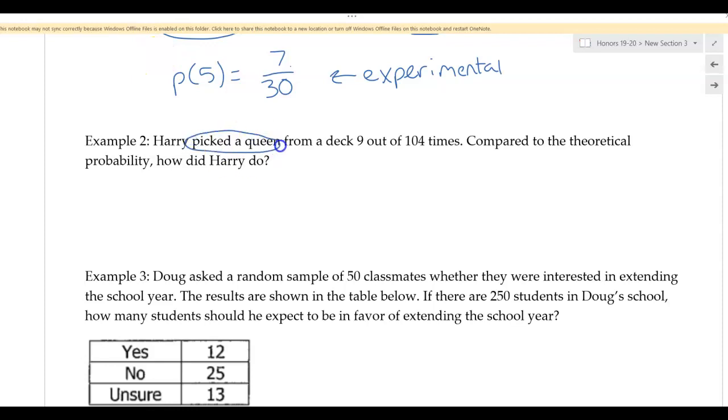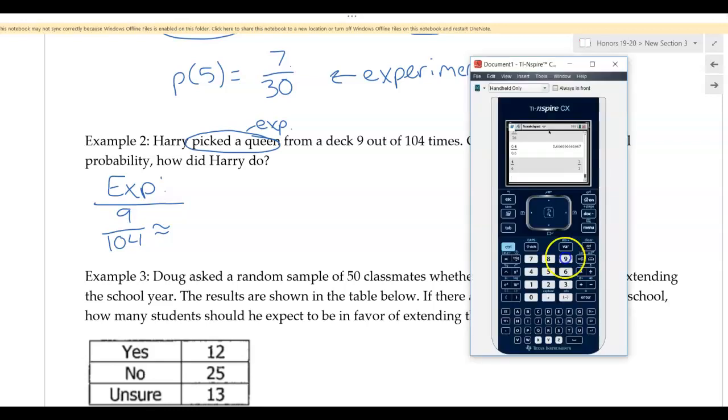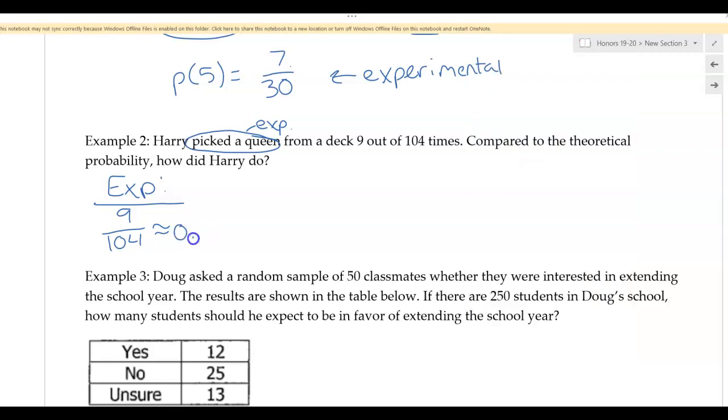I actually picked a queen. That's experimental. So my experimental probability is 9 out of 104, which is approximately, a lot of times when we're comparing, we'll put it into a decimal in order to compare that. And again, we can hit Control and then Enter to get that decimal, and that's 0.086.